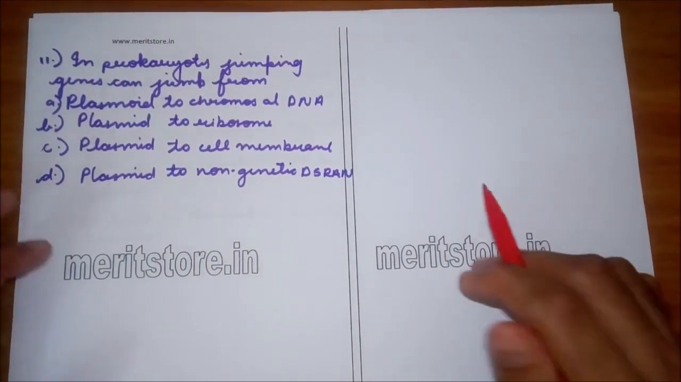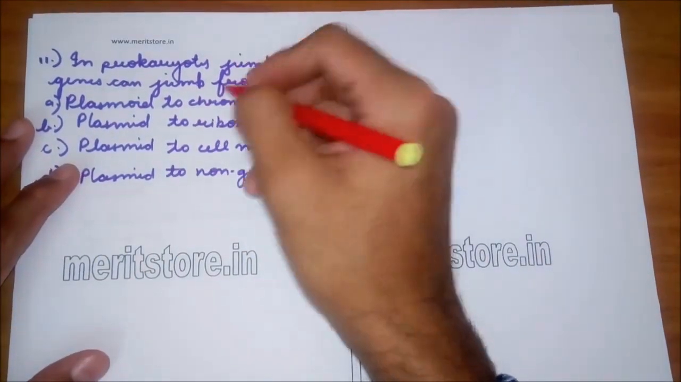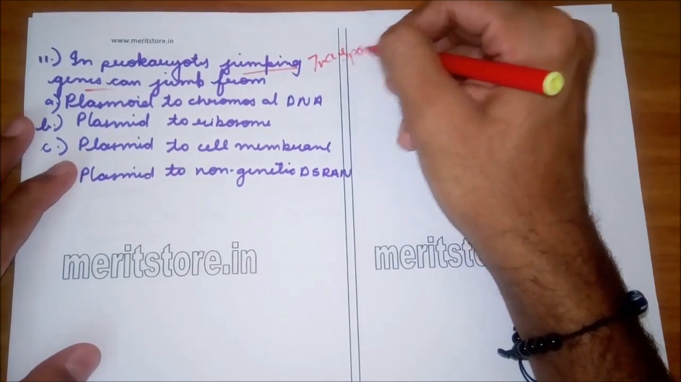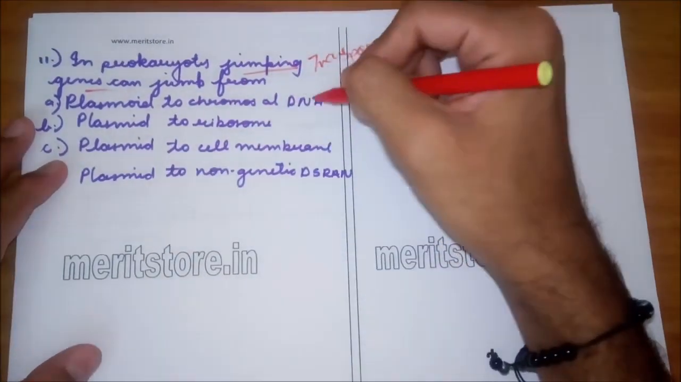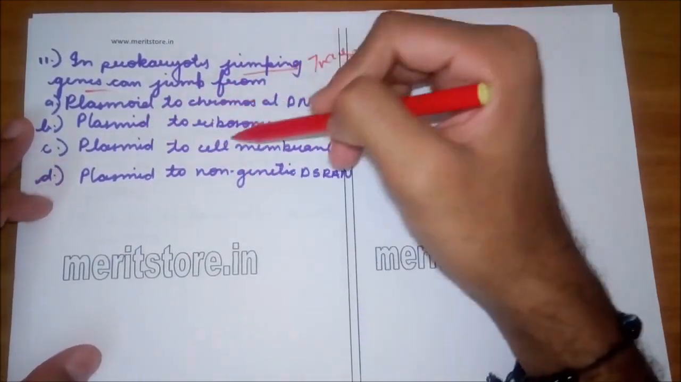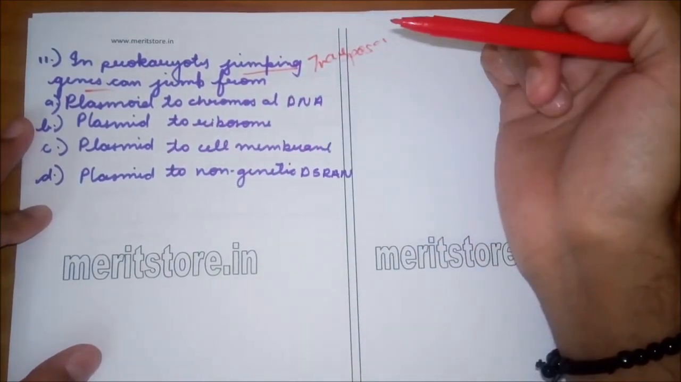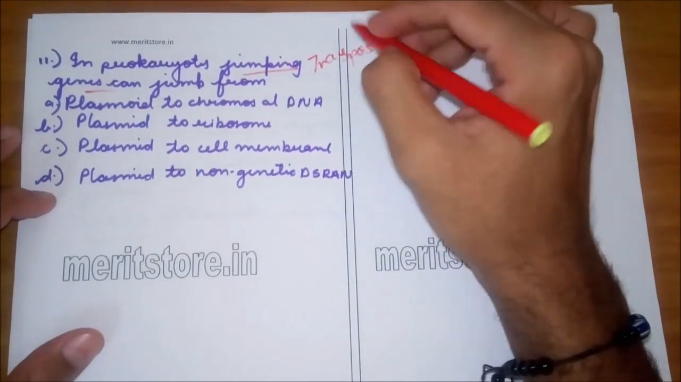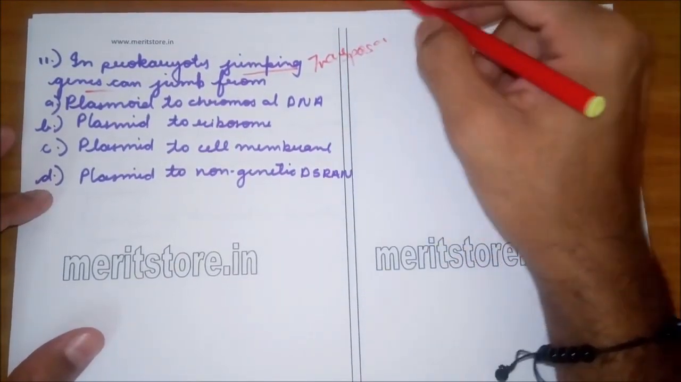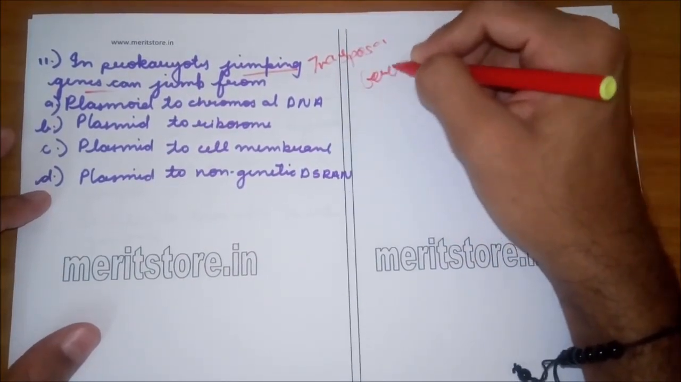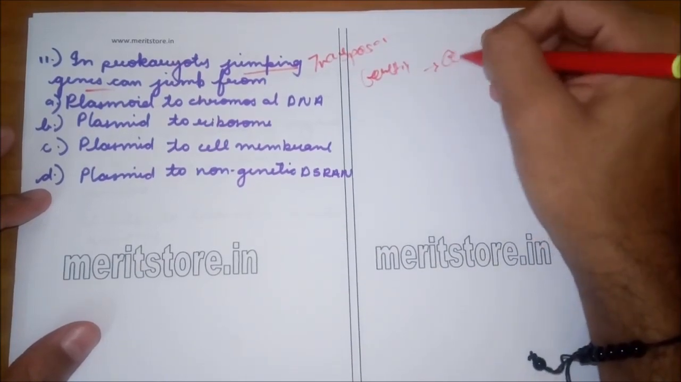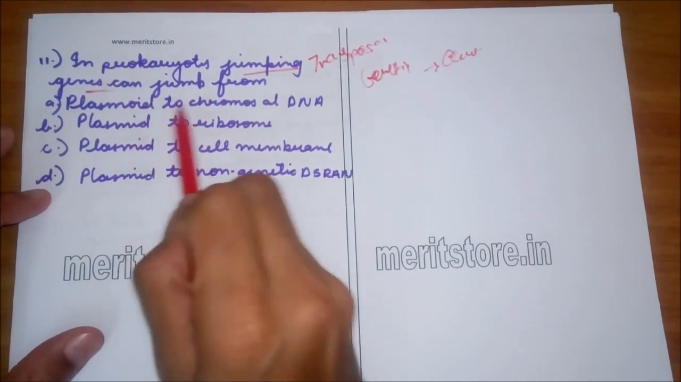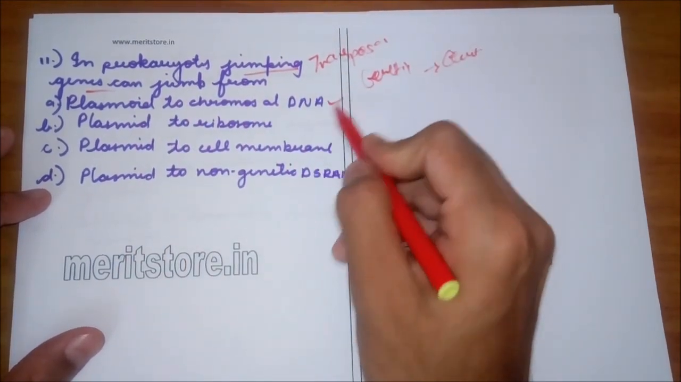Question number 11. In prokaryote, jumping genes can jump from. So jumping genes are also known as transposons. Option A, plasmid to chromosomal DNA; plasmid to ribosomes; plasmid to cell membrane; plasmid to non-genetic double-stranded RNA. So first of all, plasmids are genes which can be transferred from one genetic material to another genetic material only. So option A, which states that plasmid to chromosomal DNA, is correct.